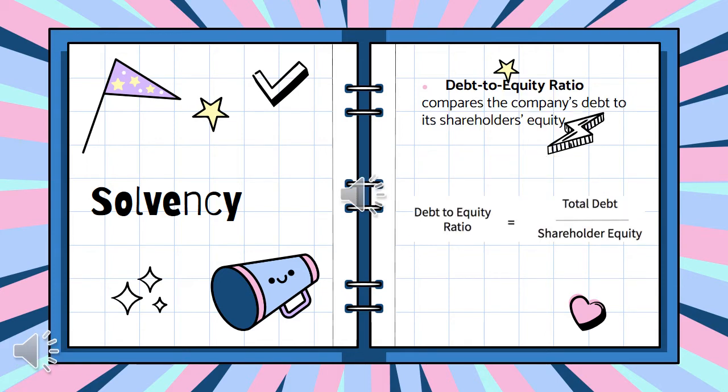Next one is debt to equity ratio. The formula is debt to equity ratio equals total debt divided by the shareholders' equity. The debt to equity ratio is one of the most fundamental solvency ratios. It compares the company's debt to its shareholders' equity. Since shareholders' equity is the net value of a company after its assets are liquidated and its debts are paid, comparing debt to equity gives an excellent perspective on how leveraged up a company is.